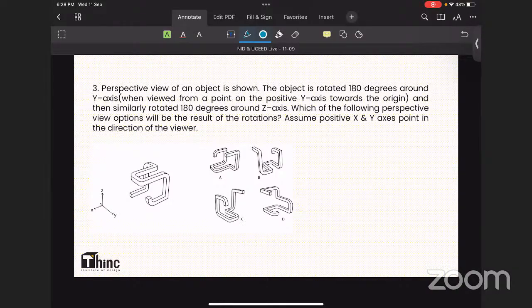So how's that question? See, this is an old UCEED question. Now you guys can solve. See, a perspective view of an object is shown. The object is rotated 180 degrees around the y-axis when viewed from a point on the positive y-axis towards the origin, and then similarly rotated 180 degrees around the z-axis. Which of the following perspective views will be the result of the rotations? Assume positive x and y axes point in the direction of the viewer.